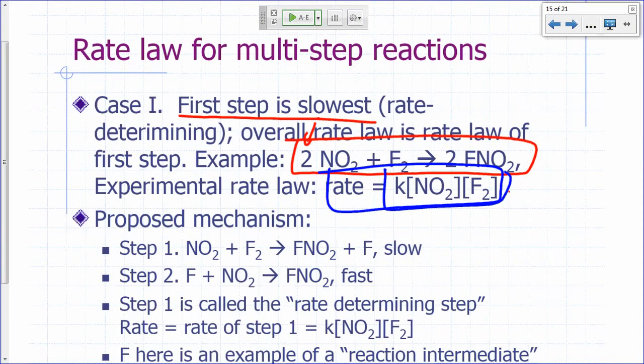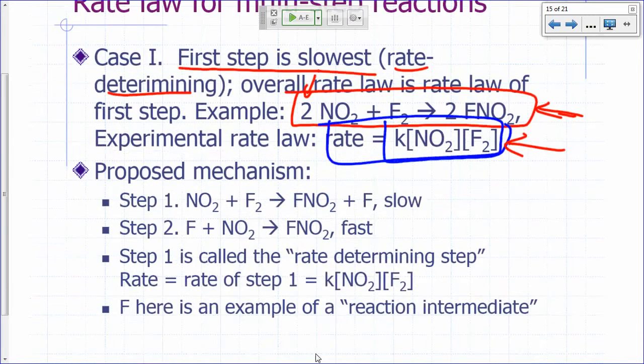So what kind of mechanism would lead to this type of rate law for this overall reaction that we have here? So here's one possible proposed mechanism. The simplest one you can propose, okay, is one where there's a first step that is very slow compared to all the other steps. So that step you say is your rate determining step. That determines the rate of the reaction. And so the rate law will just reflect the rate law for that particular step. So that's a very simple case.